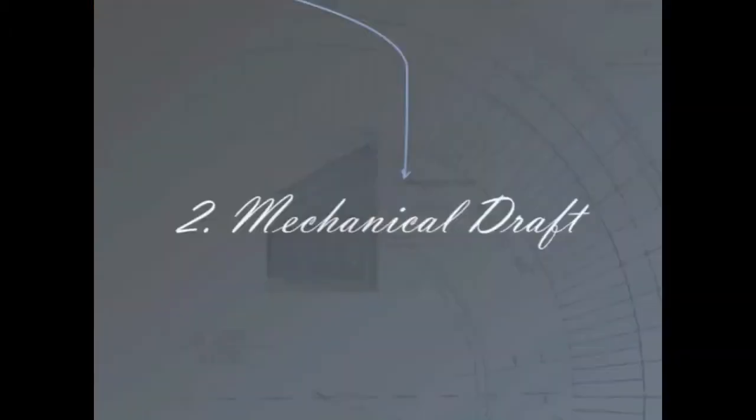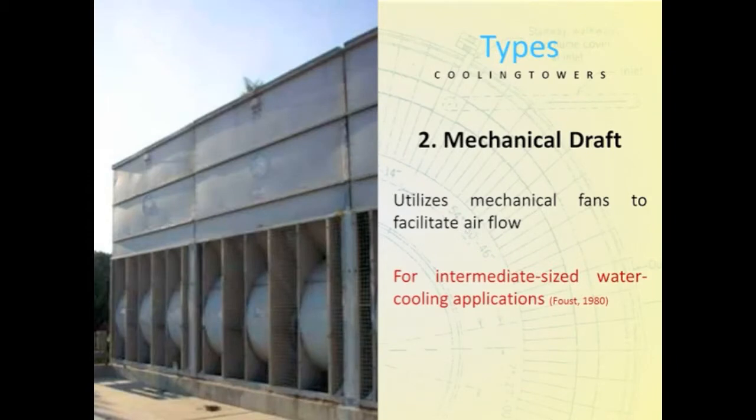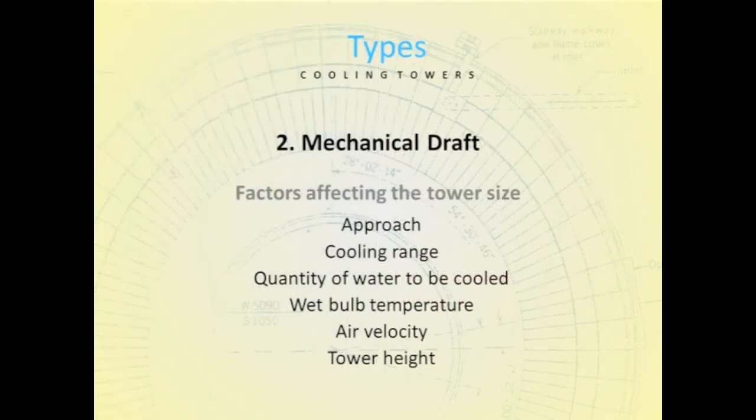Instead of utilizing the density difference, mechanical draft cooling towers use mechanical fans to force air through the towers. These are often used for intermediate-sized water cooling applications. Mechanical draft cooling towers are affected by the approach, the cooling range, the quantity of water to be cooled, the wet bulb temperature, the air velocity, and the tower height.